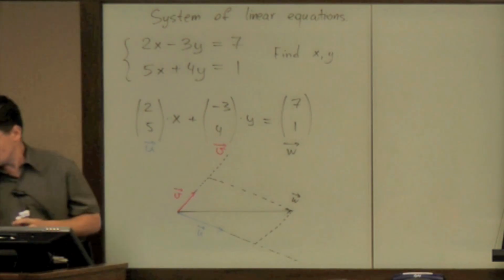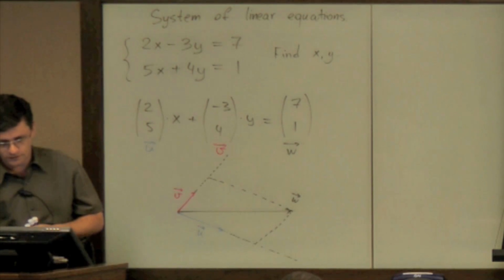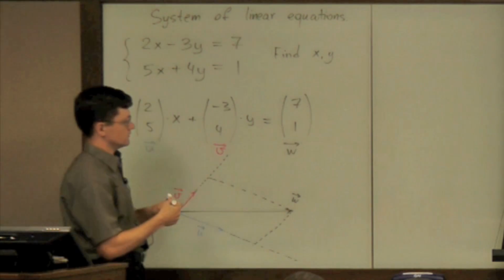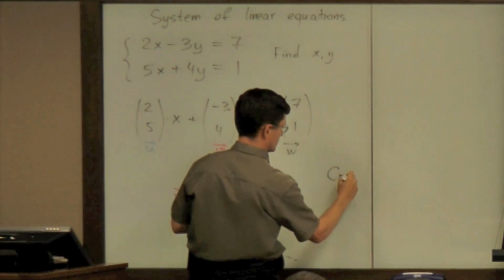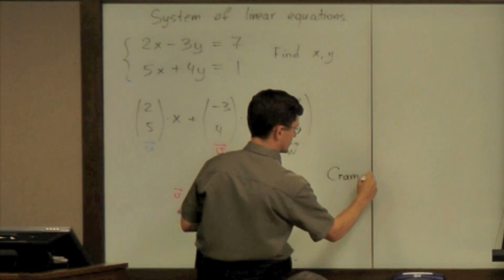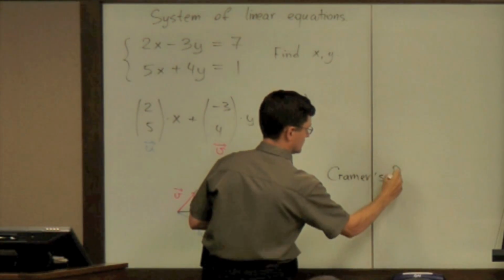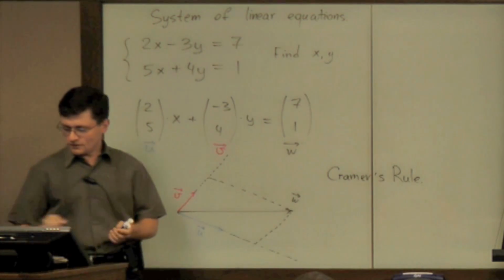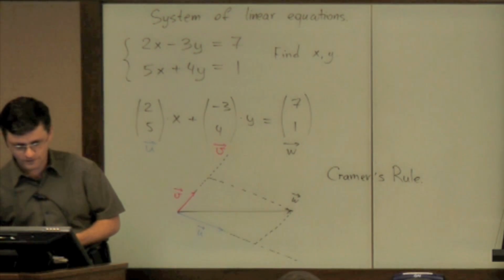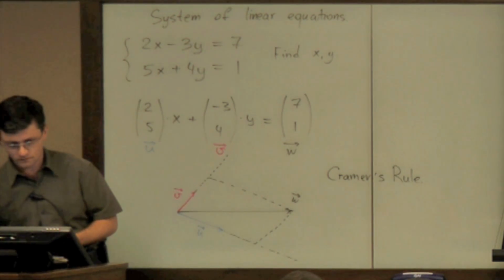So here's the idea. And that idea belongs to Cramer, or at least people say it belongs to Cramer. And the whole thing is called Cramer's rule. So that's the name you can find in linear algebra.